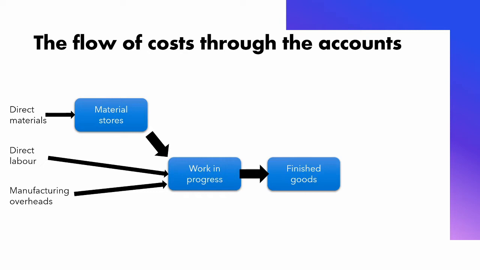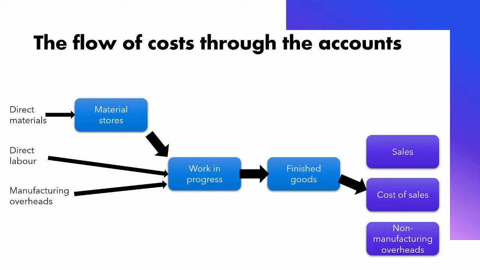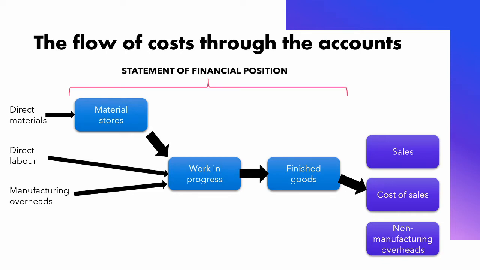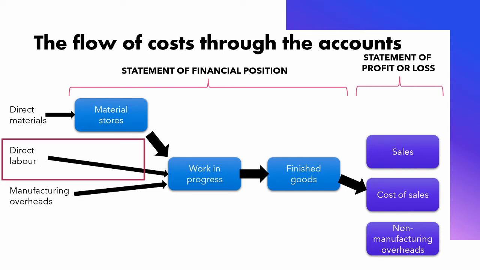Once sold, we record the cost of the goods as an expense through our cost of sales. We also recognize our sales and non-manufacturing overheads. Note that the material stores, work in progress, and finished goods are all assets that we record in our statement of financial position. Our sales, cost of sales, and non-manufacturing overheads are all recorded on our statement of profit and loss. In this video, we are going to focus specifically on our labor transactions.